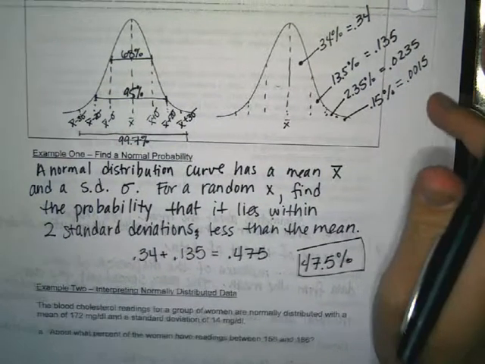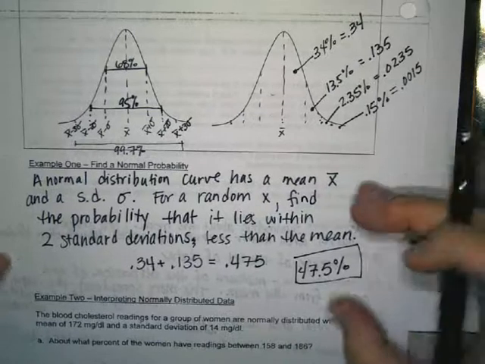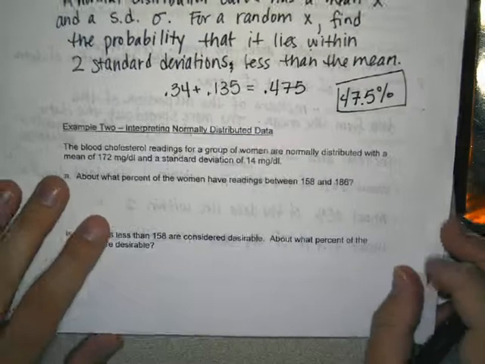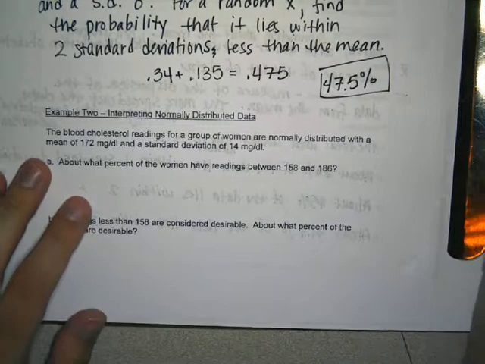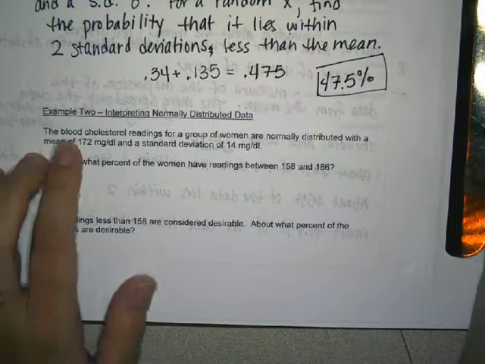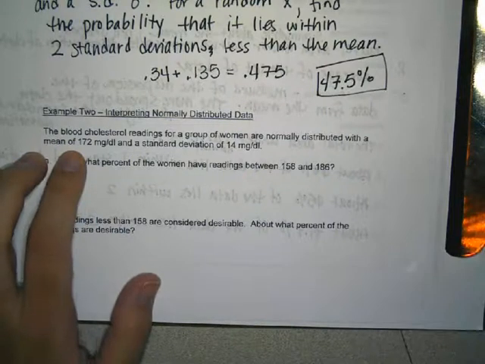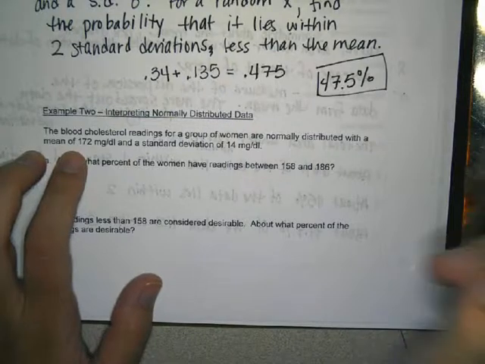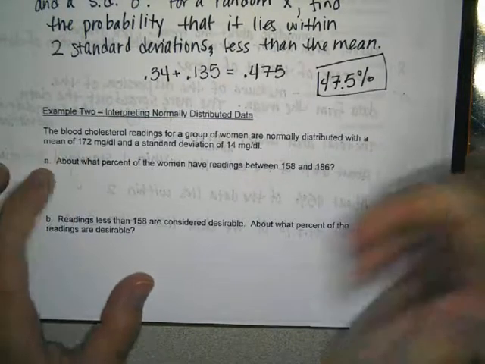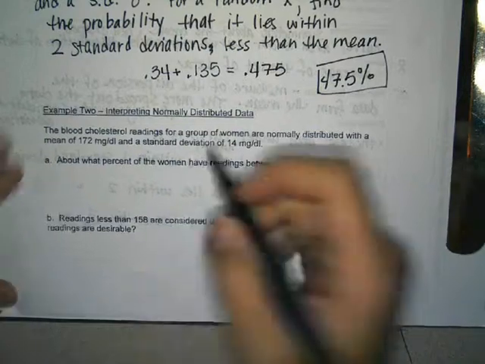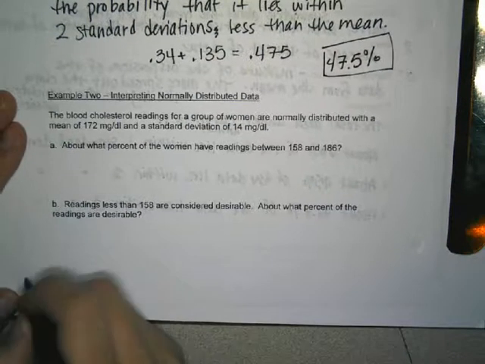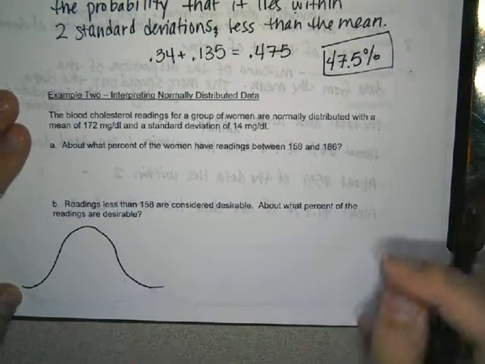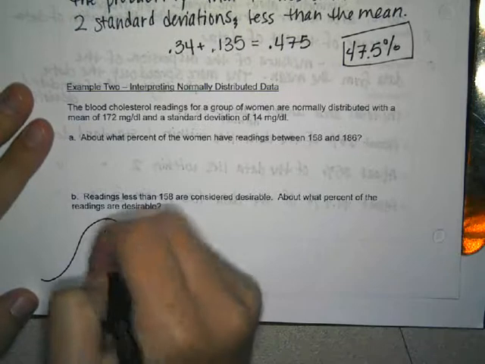Okay, so that's not using data or giving you numbers. Example 2, we're going to actually interpret some data and make our own bell curve here. The blood cholesterol readings for a group of women are normally distributed with a mean of 172 and a standard deviation of 14. So, it gives me some setup here. And before I answer my questions, I'm going to have to draw my bell curve. Okay? So, my mean, they tell me, is 172.